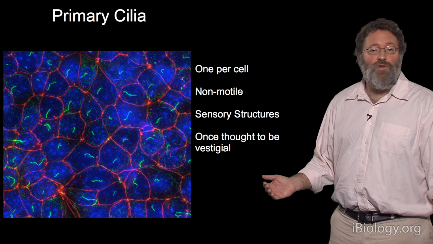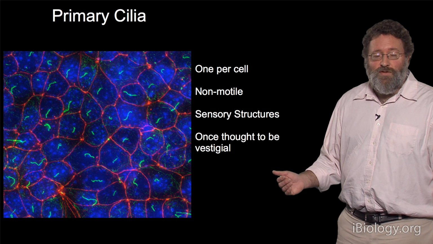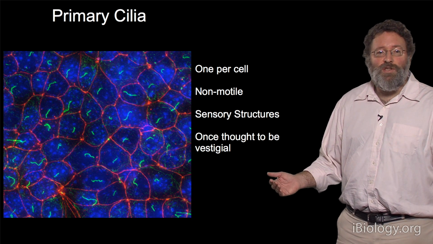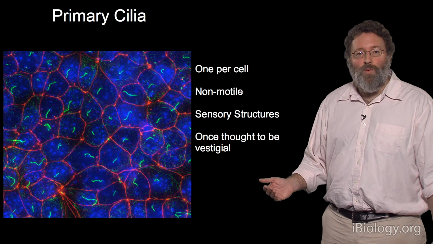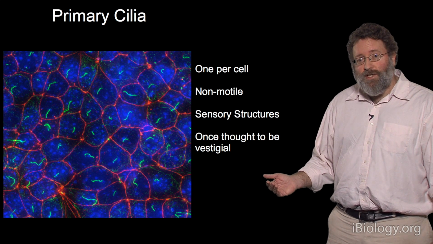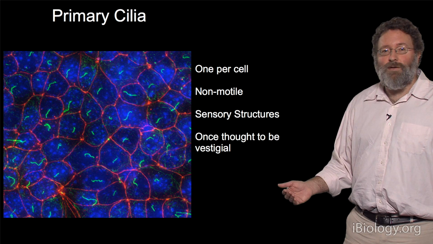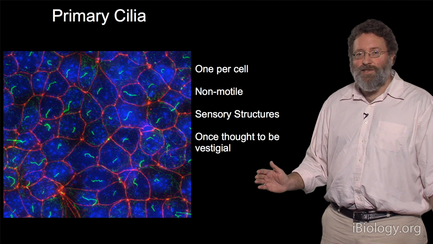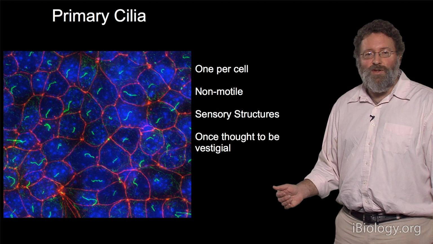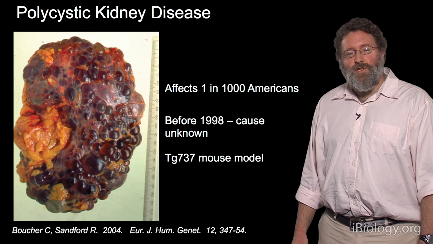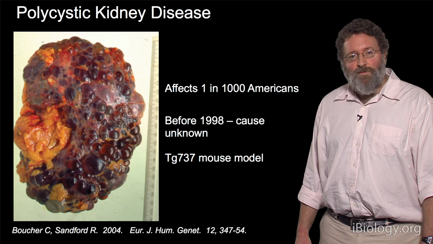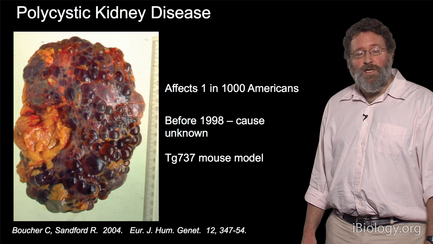But in the old days, no one knew what they did, and the thought was out there that they were just vestigial, irrelevant structures. And this was a quite widespread belief. Now, you may ask yourself, how could anyone think that an organelle found in every cell of the body is somehow vestigial and unimportant? And that is quite a mystery, but that's what people generally tended to believe. So an interesting clue about cilia function came from a disease called polycystic kidney disease.